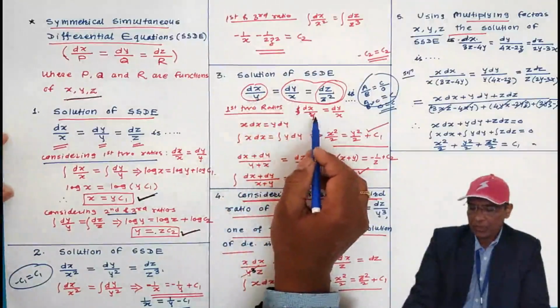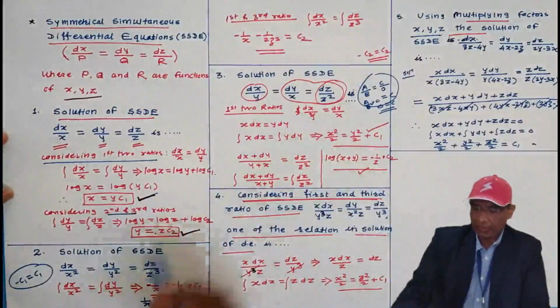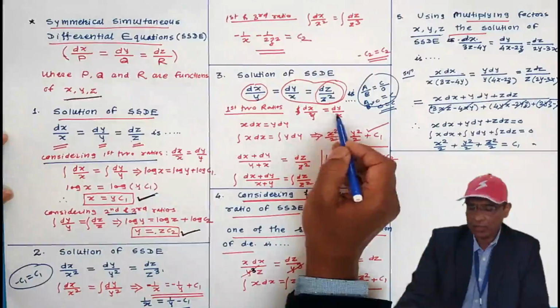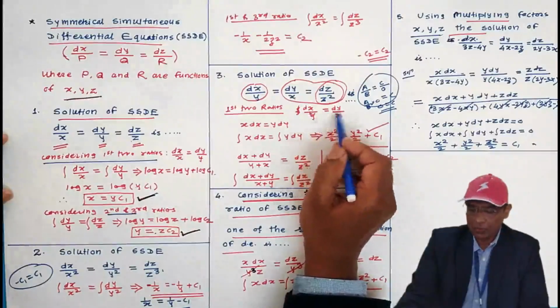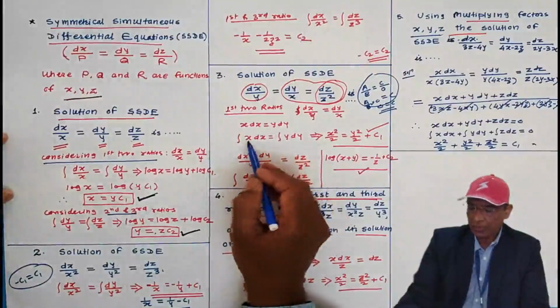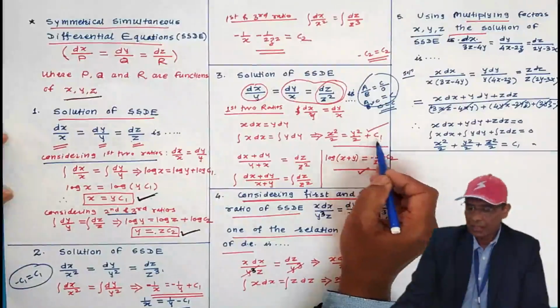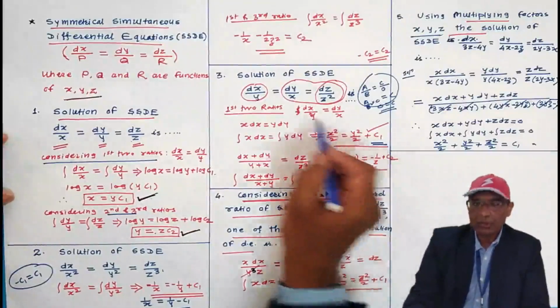After equating first two ratios, the variables are not separated. Here variables were separated. Here variables are not separated. X and y are not separated. So separate x and y by cross multiplication. After separation of variables, take integration. Integration of x is x square by 2. Integration of y is y square by 2. After integration, you have to put general constant C1. This is the first solution.